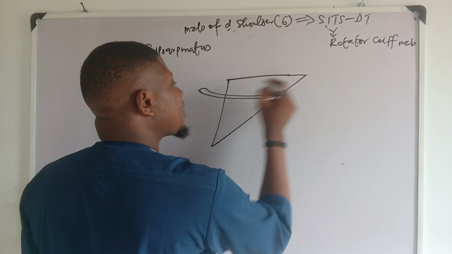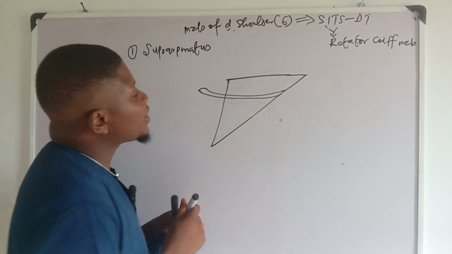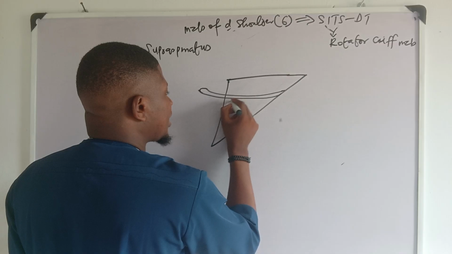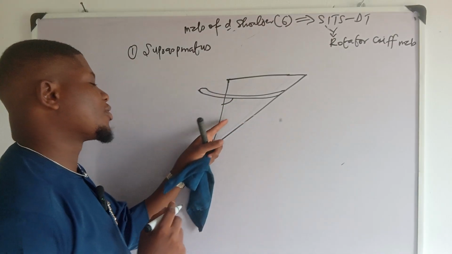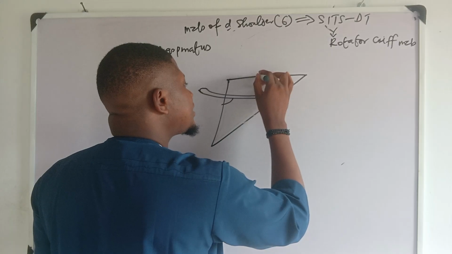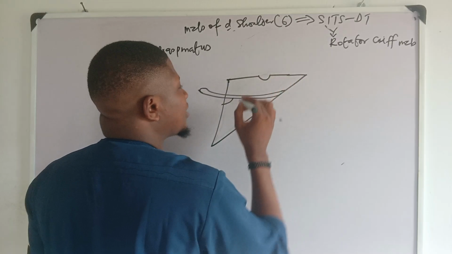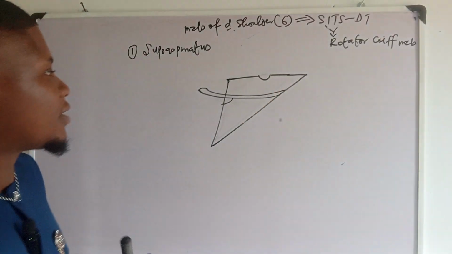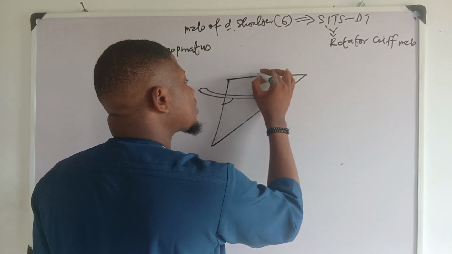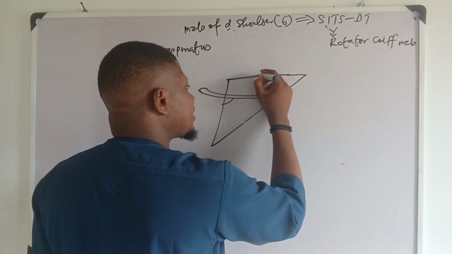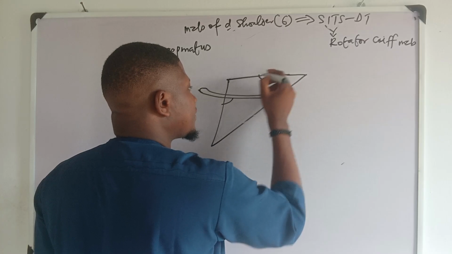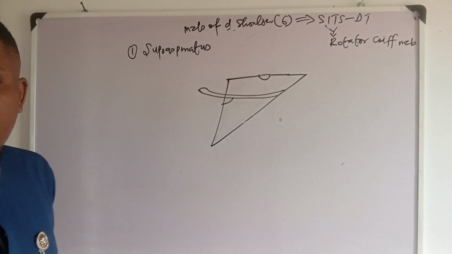Okay, so this is supraspinous fossa, this is infraspinous. What you have to know is that infraspinous fossa is actually bigger than supraspinous fossa. Then if you look at this, you see there's a notch here, suprascapular notch. Then this suprascapular notch, there's a ligament that converts this notch into a foramen.